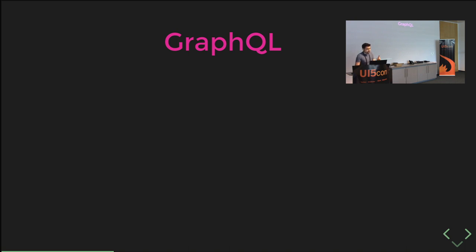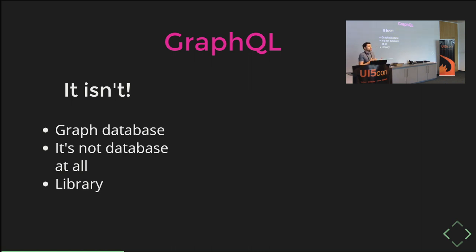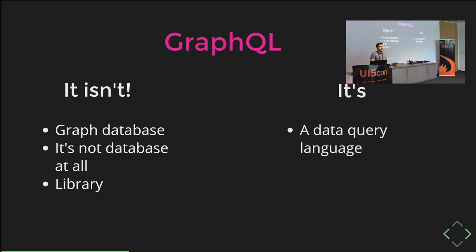But before we start talking about what GraphQL is, let's talk about what GraphQL is not. It's not a graph database. It's a common misunderstanding of GraphQL. It's not a database at all. The second misunderstanding is that it's not any kind of library by itself. It's a data query language. It gives us the ability to flexibly call our API and fetch data shaped as our application requires.